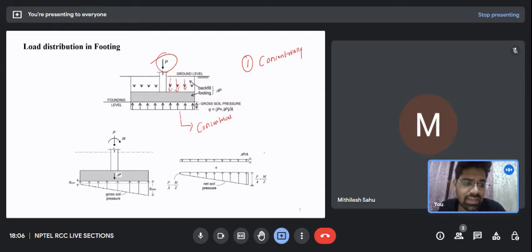In the second case, we will see a footing in which not only concentric load, but some eccentric load is also acting. From where does this eccentric load come onto this footing? Do you have any example? If you have, you can just unmute yourself and tell me.